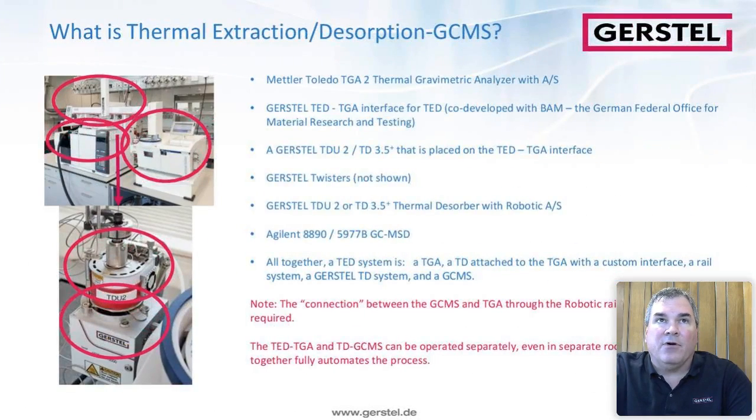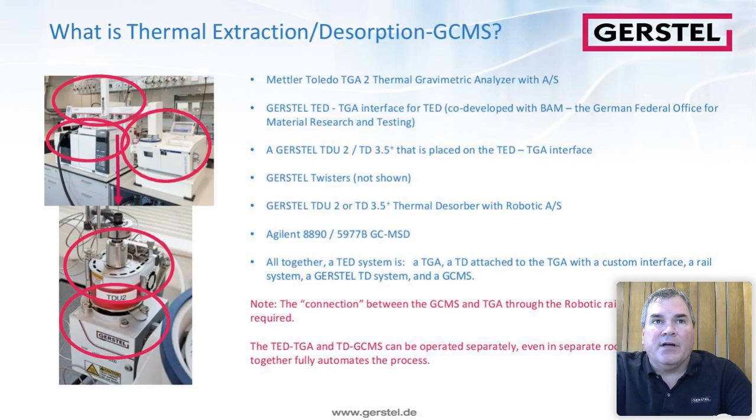So breaking down what all these are, going from the top to the bottom, is a Mettler-Toledo TGA2, and that's the white box on the right in the upper picture. Next to it is a Gerstel TED TGA interface. If you look at the lower picture, this thing here is a TGA interface that's sitting on the TGA, and that's off in the upper picture. You can just see it off to the left there between the TGA and the GCMS. It's just that little bit right there.